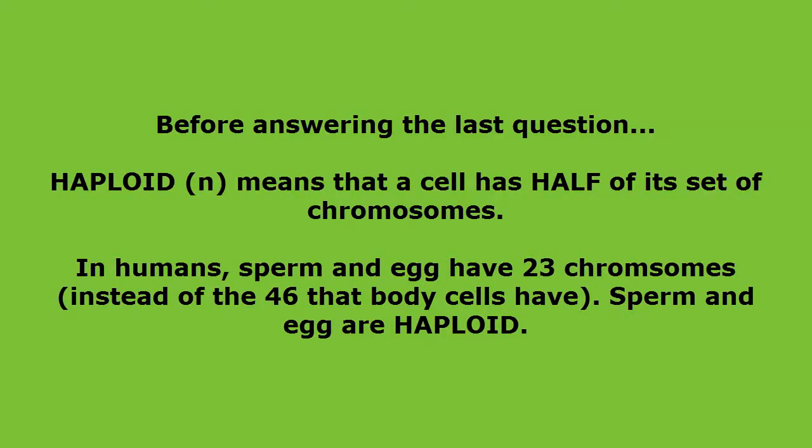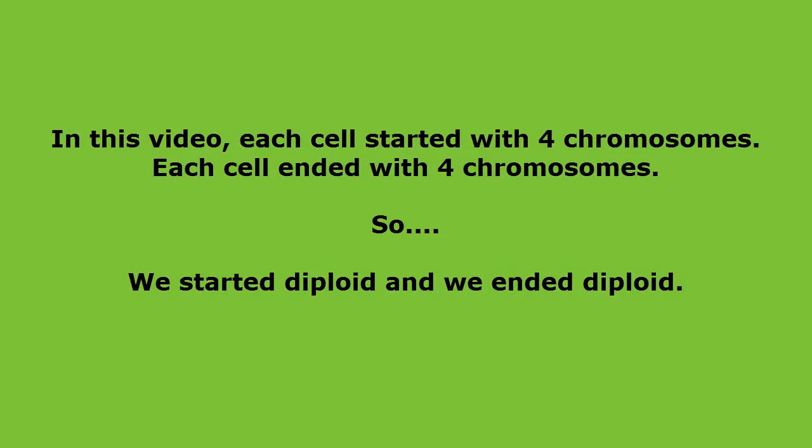The haploid number is the half number of the set of chromosomes. In humans, sperm and egg only have 23 chromosomes, whereas all the other body cells have 46. So sperm and egg are considered haploid. In this video, we started with 4 chromosomes, and if our cells were haploid, they would have ended with 2. So what actually happened? We started with 4, we ended with 4.